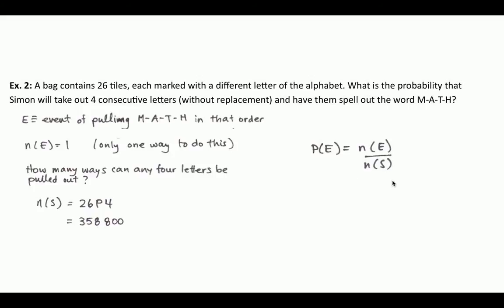So if we want to know, all right, now what's the probability of pulling MATH in that order? Well, we know the number of ways that can happen is 1, and we know the total number in the sample space is 358,800. That's a tiny, really small probability. And we could have guessed that. If you've got a bag with 26 tiles in it, and you want to pull out MATH, that's going to be a tiny probability of doing that. The world is against you if you're striving to do this.